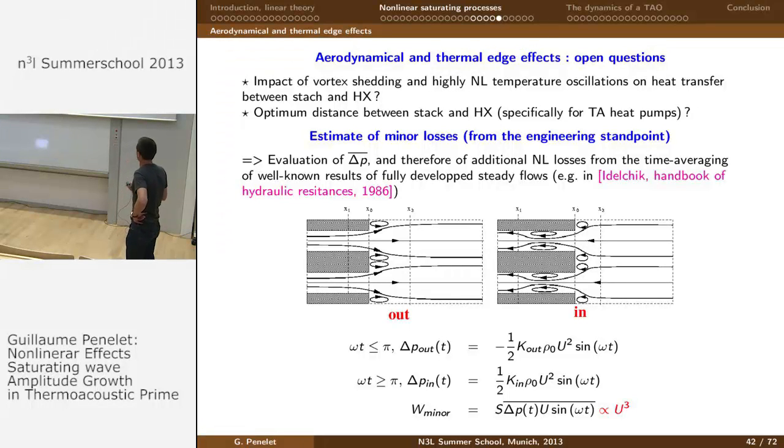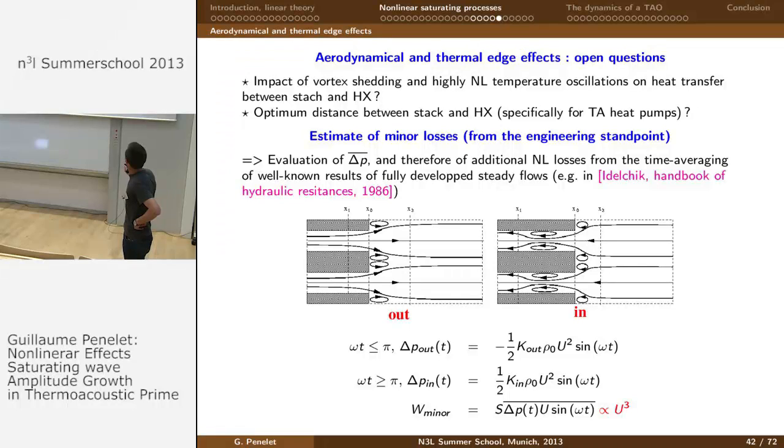Okay, so finally, from this effect, there exist some open questions regarding the heat transfer between the stack and the heat exchanger, due to vortex shedding and high nonlinearity in the temperature fluctuations. And if we just want to estimate some losses due to vortex generation, what we can do is to get an order of magnitude estimate by using established results for steady flow.